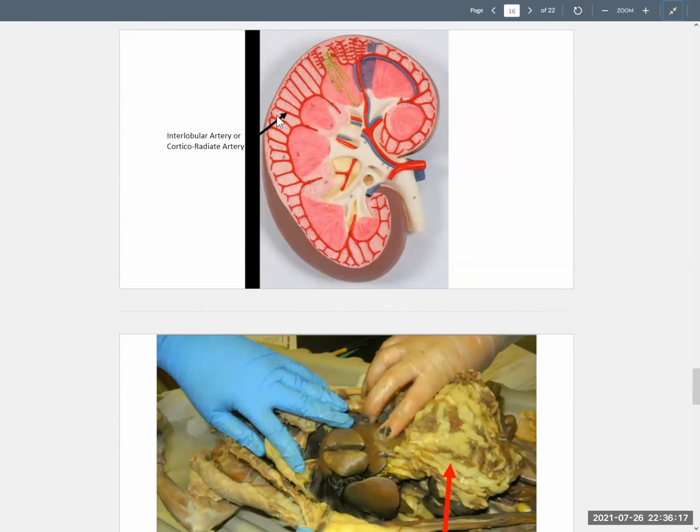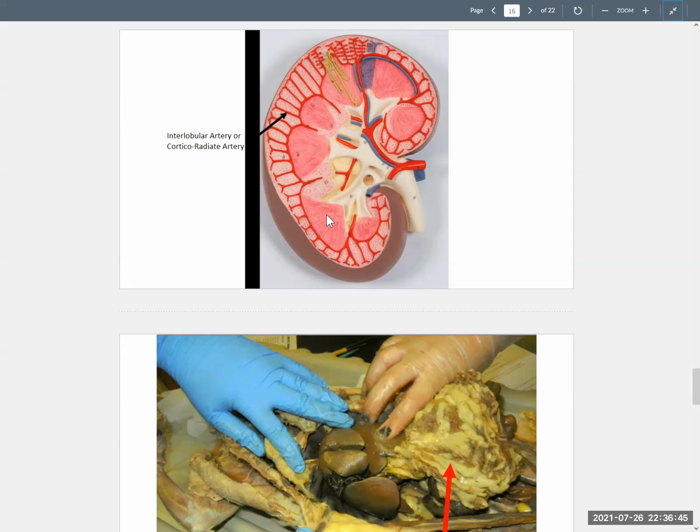Here's the cortical radiate, also known as the interlobular. I believe I have on the test, I put it in parentheses. I think I call it cortical radiate. I prefer that, but I put interlobular in parentheses in case that's what your book had. The arcuates, can't forget those.